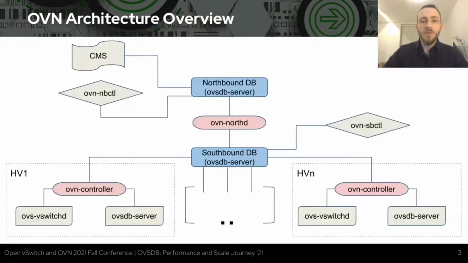And here is the OVN architecture overview. Here we have two main databases which are northbound and southbound. From what we can see here, use cases for northbound and southbound databases are different. Northbound typically has a small number of clients, but a higher rate of incoming transactions. Southbound has a lot of clients, such as OVN controllers, and it typically has to store more data.